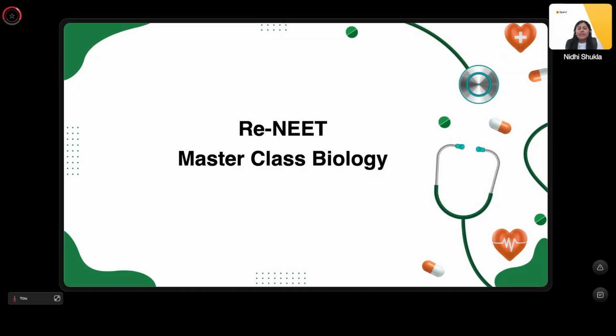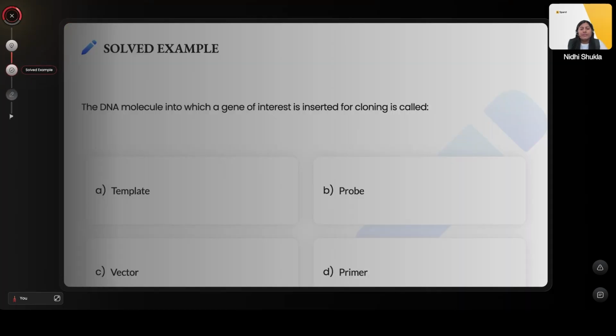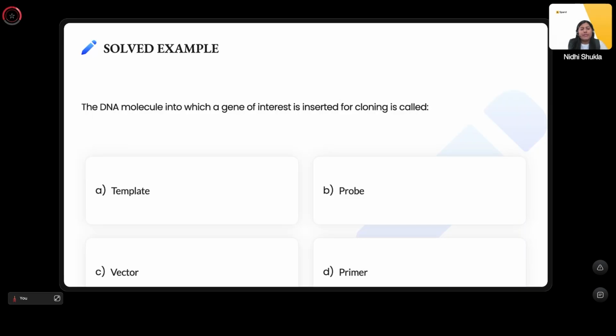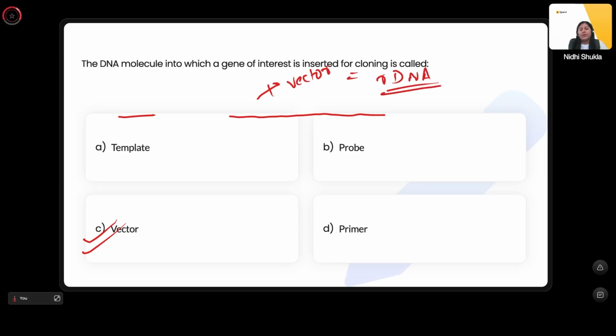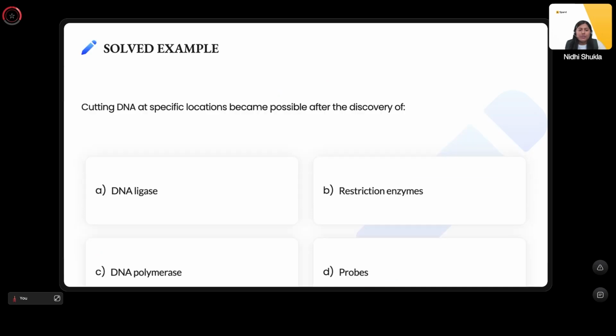As you can see here on your screen, this is your first question. The DNA molecule into which a gene of interest is inserted for cloning is called, you know this answer is going to be vector, right? The DNA molecule in which a gene of interest is inserted for cloning is called vector, and gene of interest plus vector is called your recombinant DNA. Okay, now let us move on to the next question.